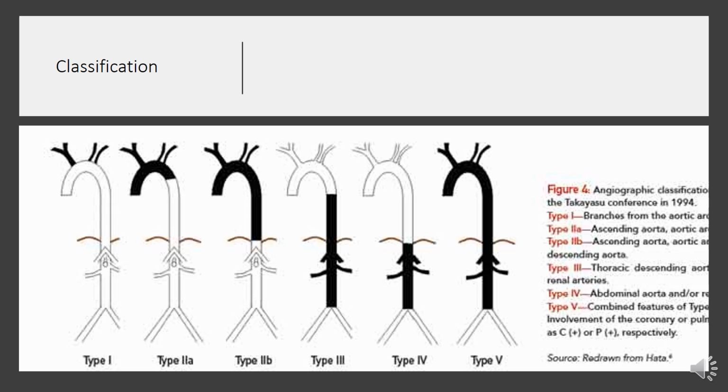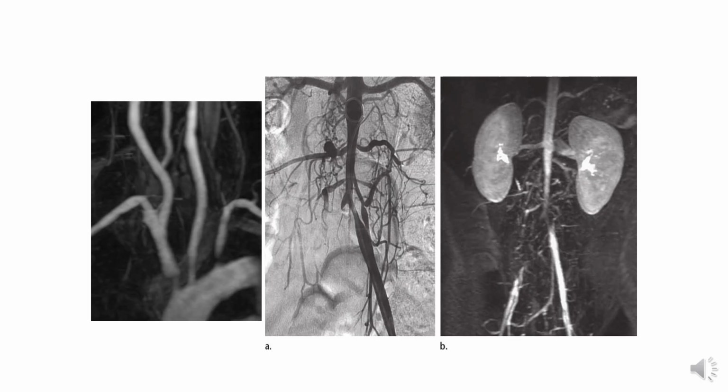Type 3: thoracic and abdominal aorta and its branches. Type 4: abdominal aorta and its branches. And type 5, the fifth type, is total involvement.